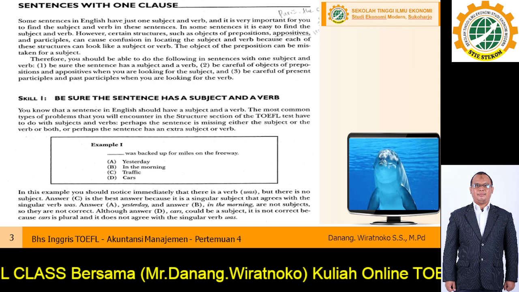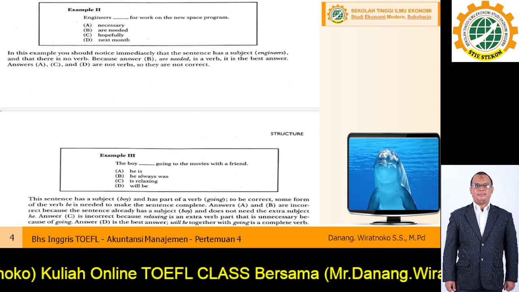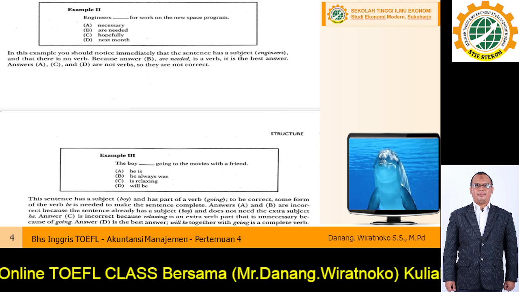Okay, example number 2. Engineers blank work on the new space program. So in this example, you should notice immediately that the sentence has a subject, engineers, and that there is no verb, because answer B, are needed, is a verb. Ya, jadi di sini yang paling benar adalah B, because it needs a verb. Engineers adalah subjeknya dan kekurangan verb. Nah, verbnya adalah are needed.